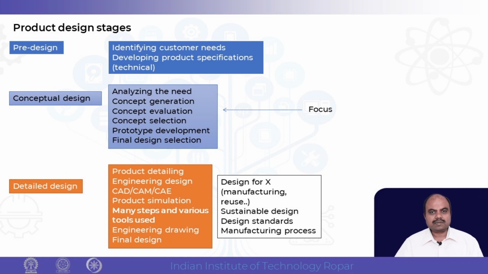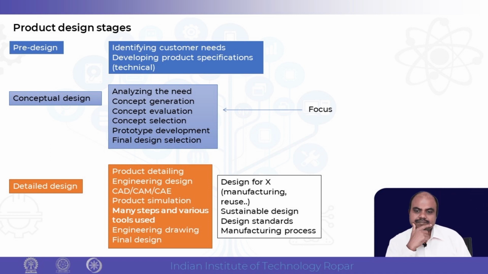So now we are coming to product design, especially how sustainability is going to play an important role. The first thing is identifying customer need and developing product specification, then conceptual design, which you already learned: analyzing the need, concept generation, concept evaluation, concept selection, prototype testing. So these are part of conceptual design. In detailed design, we have product detailing, engine design, CAD/CAM, product simulation, and many other engineering drawings.